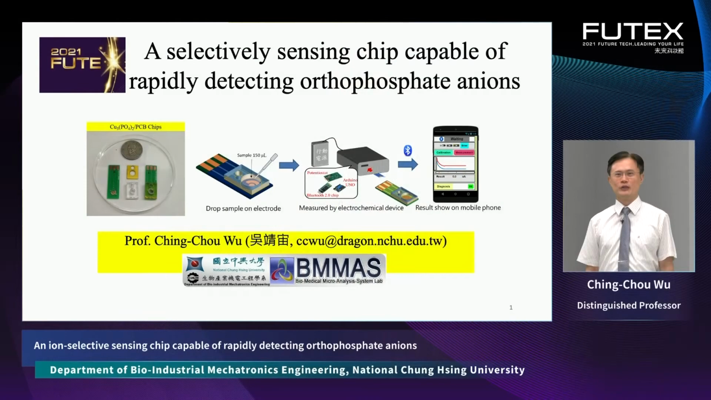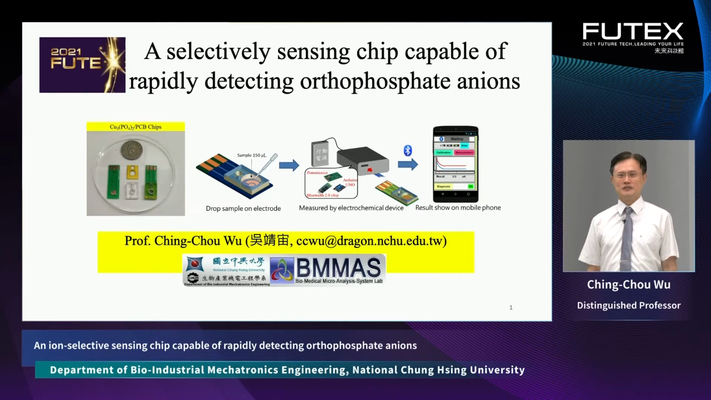It's my pleasure to introduce my work awarded by the 2021 Future Technology Competition. The title of my work is a selectively sensing chip capable of rapidly detecting orthophosphate ions. In this study, we use PCB fabrication to mass-fabricate the PCB chips.